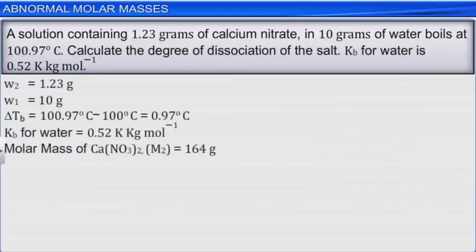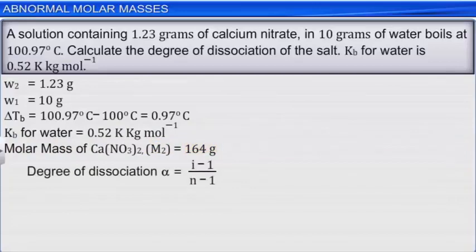The first step is to list the given variables. W2 is equal to 1.23 grams. W1 is equal to 10 grams. Delta Tb is equal to 100.97 degrees centigrade minus 100 degrees centigrade, which is equal to 0.97 degrees centigrade. Kb for water is 0.52 Kelvin kilogram per mole. Molar mass of calcium nitrate, M2, is equal to 164 grams per mole. The degree of dissociation needs to be calculated. For finding the degree of dissociation of the salt, we first need to calculate Van 't Hoff's factor, i.